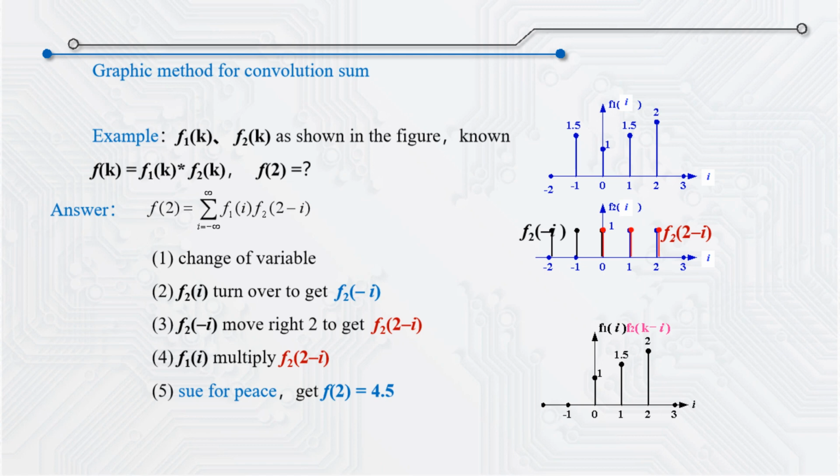So that is the result of multiplying in this graph. The fifth step is to sum the corresponding products. Then we get the result of the convolution sum when k is equal to 2. So that's the way the diagram method works. The method of illustration is very clear about the process of the convolution sum.